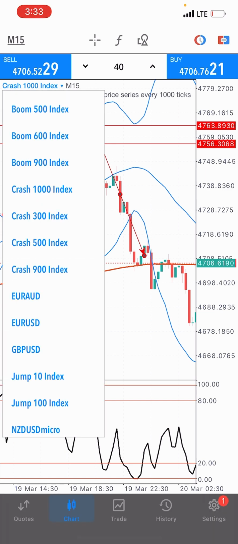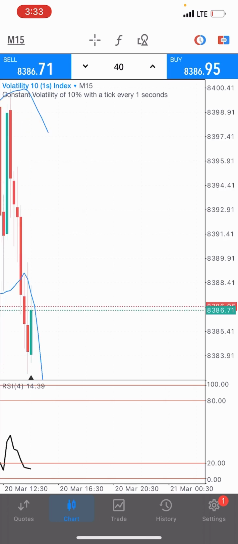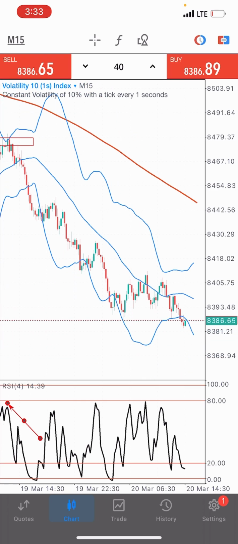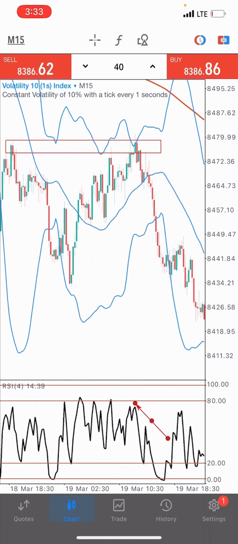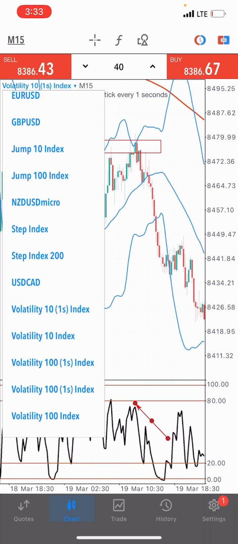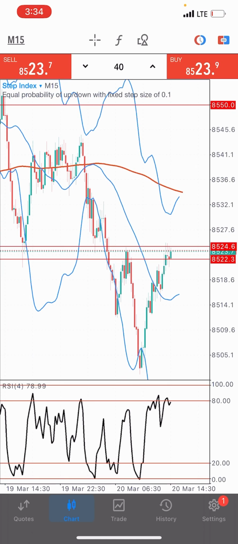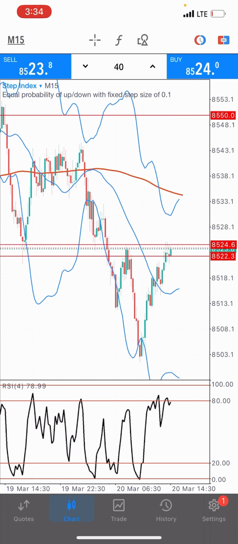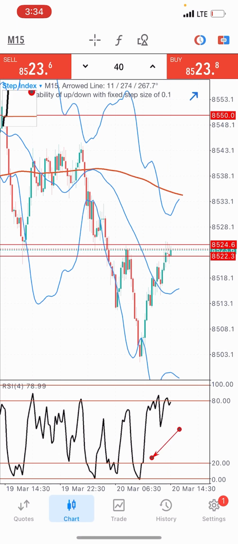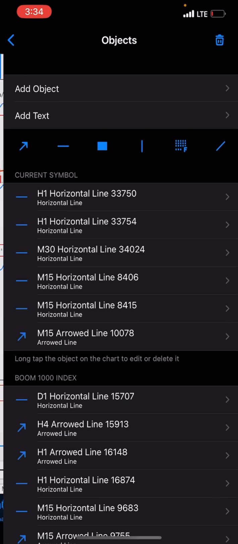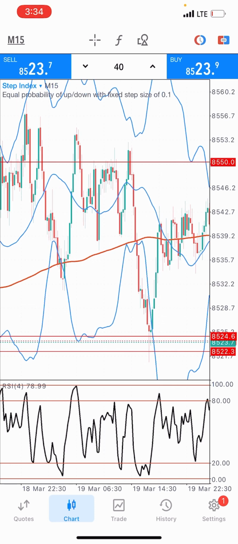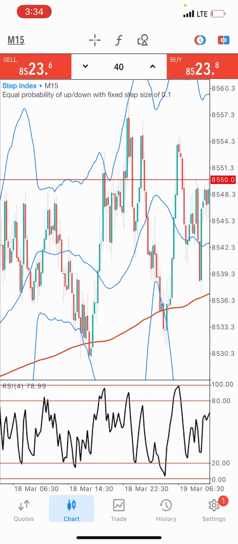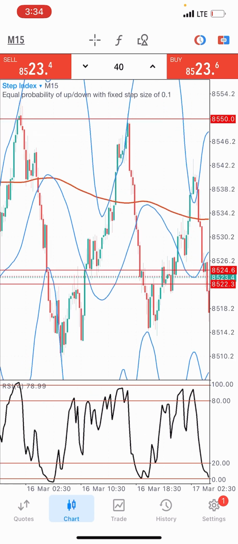Even on the VIX market, let me show you again on the VIX market. On the VIX 10, let's say VIX 10 1s. So on the VIX 10 1s, you can see what we have right there. I think I showed you guys this on the VIX 10 1s. Even on the Step Index, you can see here, this thing works every time. You can see here, market touched this zone, and market touched the down Bollinger Band. Market started just dropping. Okay, it happens every time, bro. It happens every time. So that's what you need to look at.